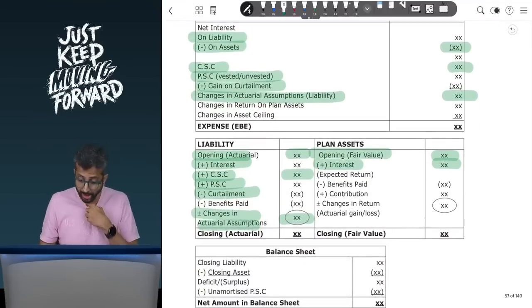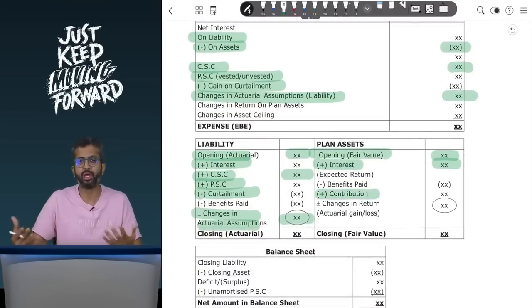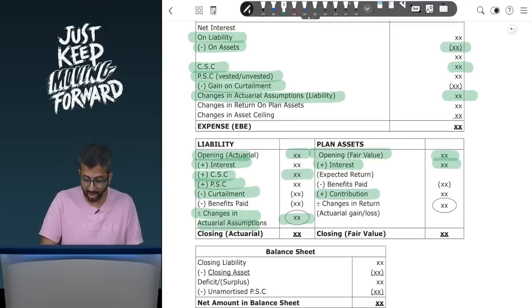Other than that, why should it change? Well, the entity may contribute money. The entity may contribute money in the plan assets as it wants to make more and more investment in the current year. During the year, employees might leave. If they are leaving, benefits will have to be paid. So when benefits are paid, I will sell my plan assets, get some cash, and use that to pay off the benefits.